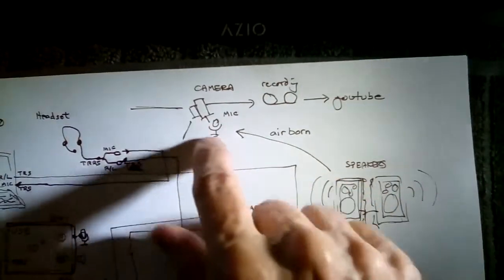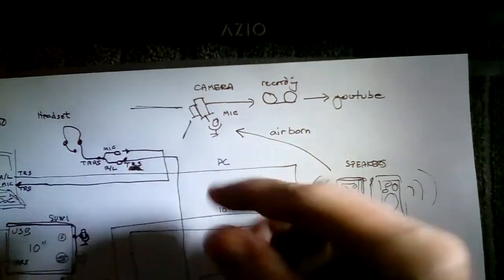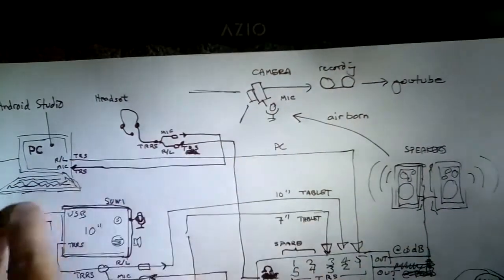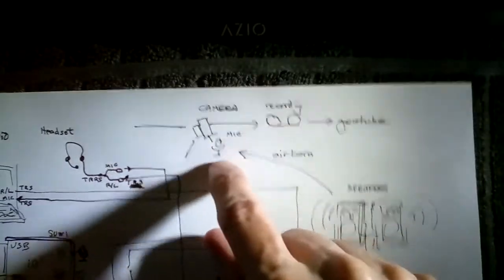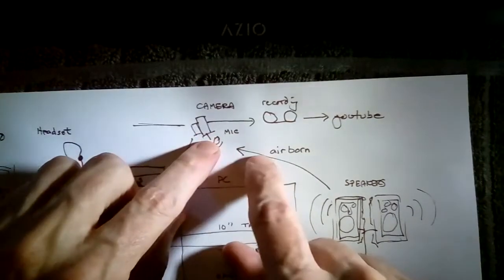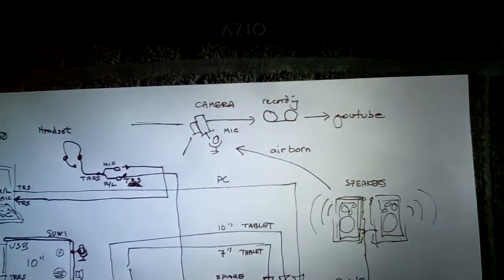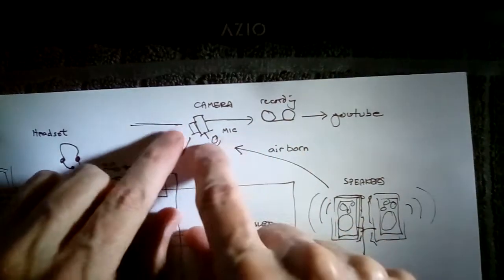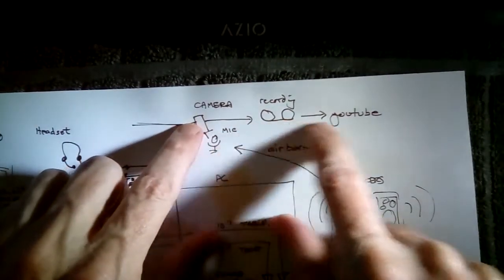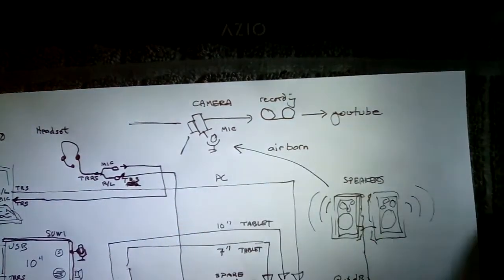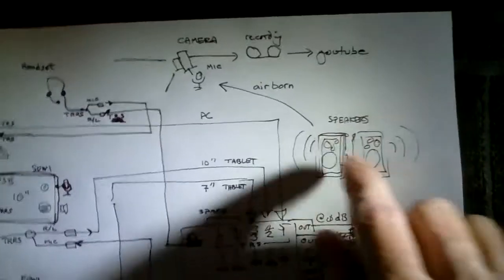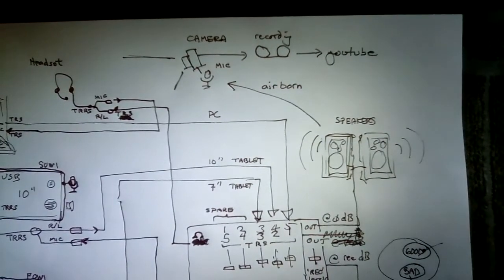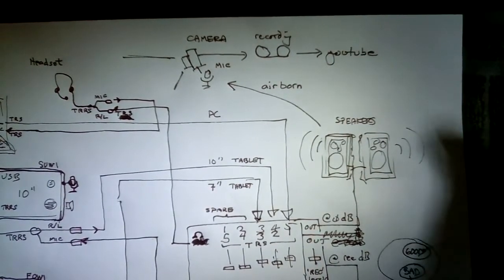And just for completeness, I have a camera. Hello, camera. It's looking in this general direction. It's got its own built-in microphone, and all it hears is what's in the room. I'm not feeding any signal into it directly. But then this sound and video are recorded and go to YouTube magically. So basically, I have to play it out my speakers for you to hear it. So that's pretty much what this picture was leading up to.